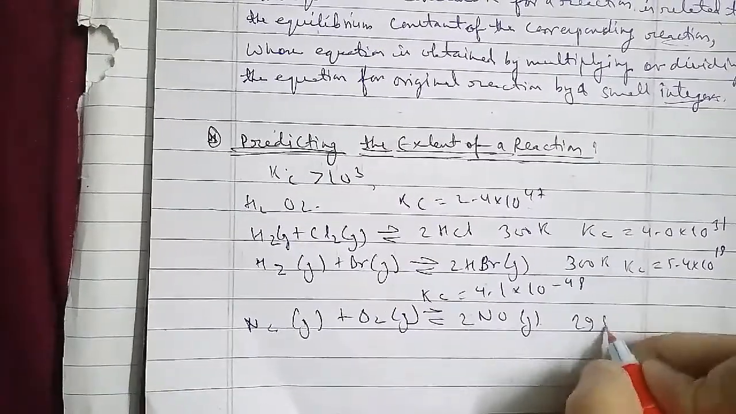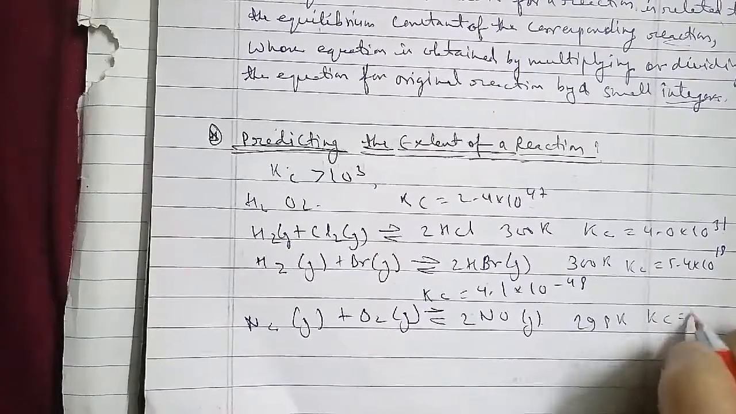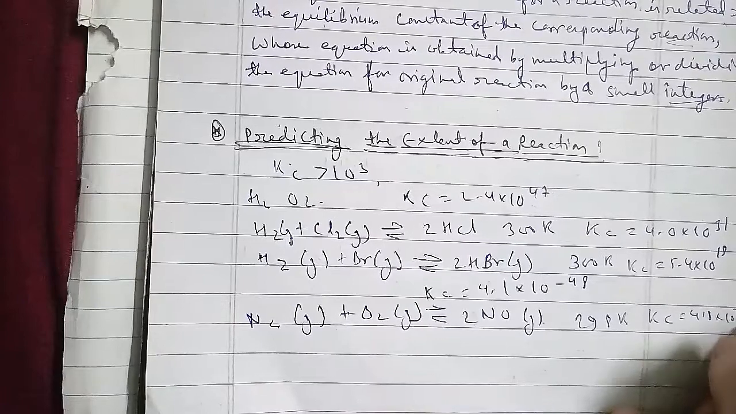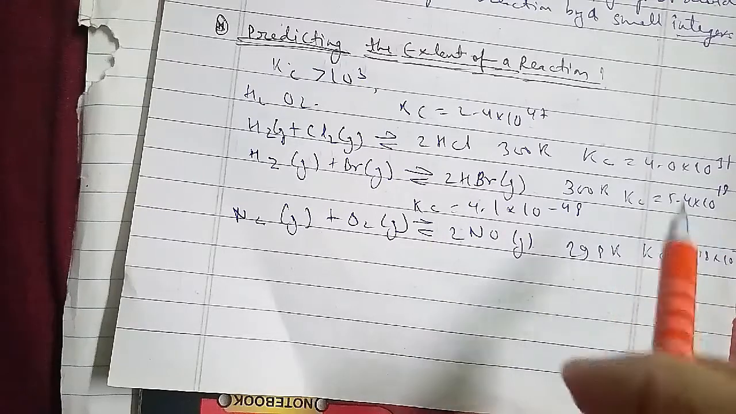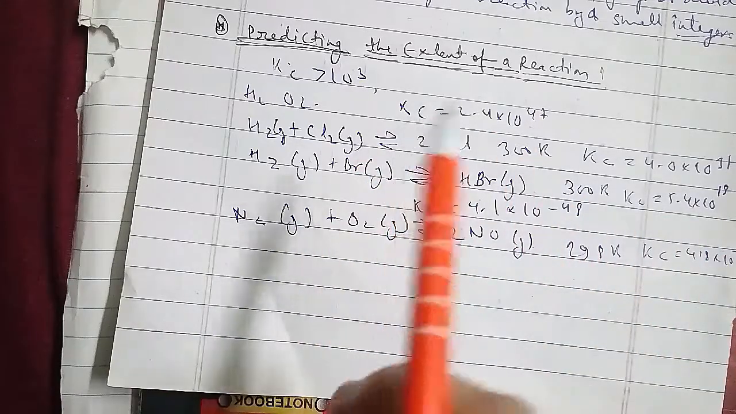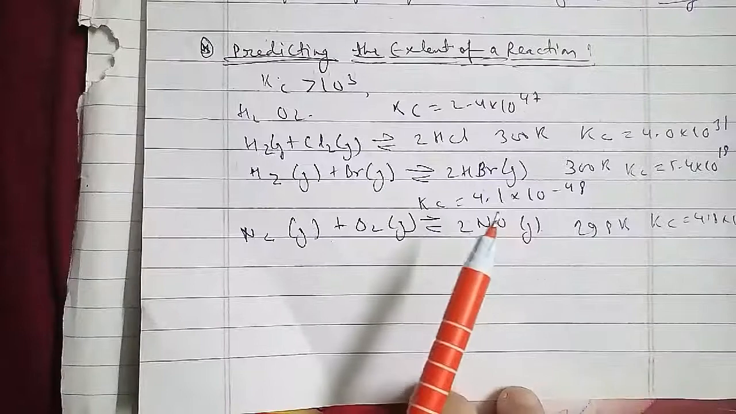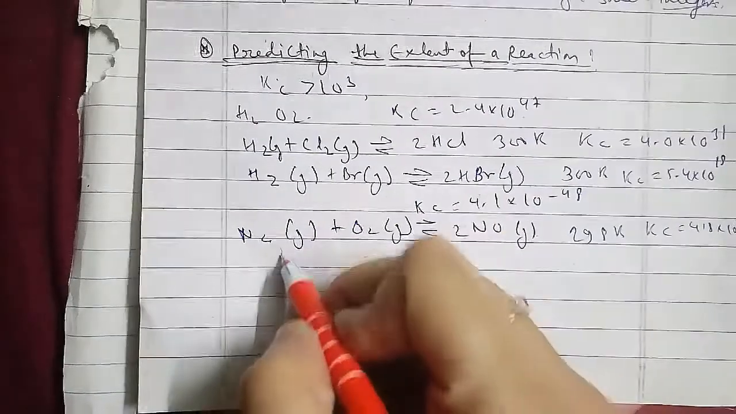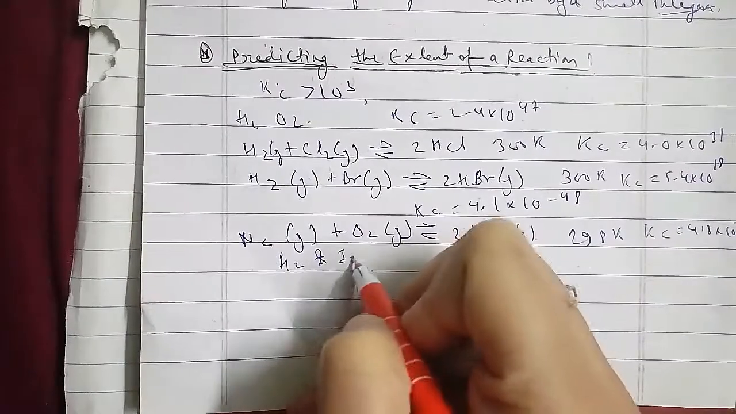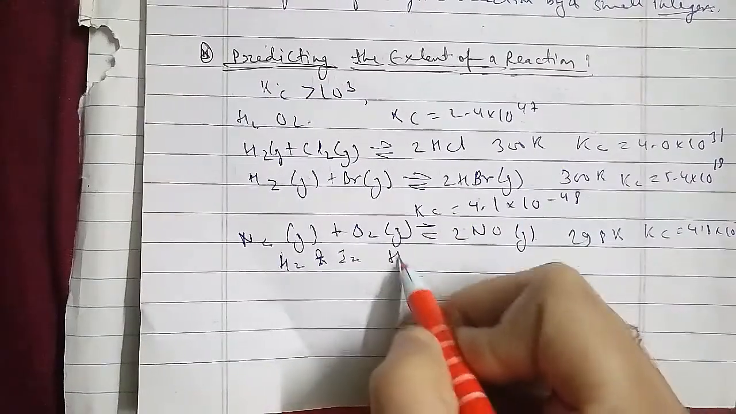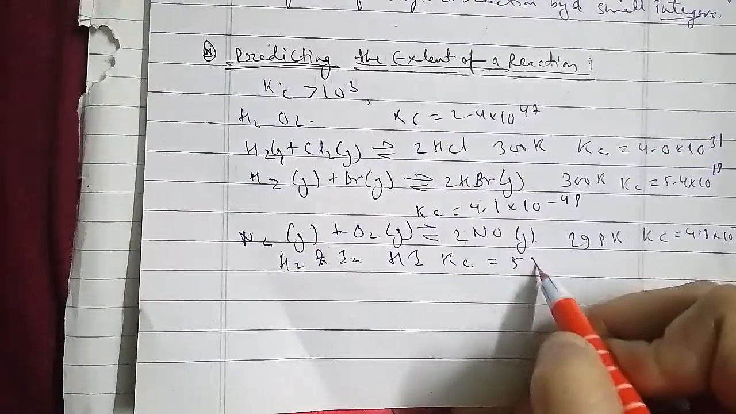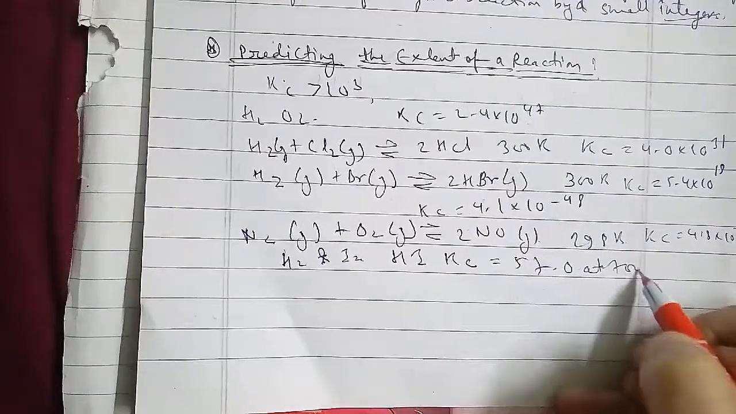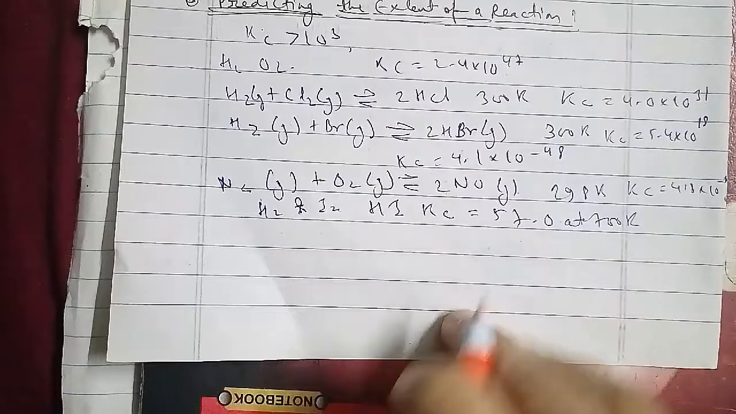Consider the following example: H2 and I2 give HI, and for that we have a Kc value equal to 57.0 at 700 Kelvin. Also, the gas phase decomposition of N2O4 to 2NO2 is another reaction, with a Kc value of 4.64 into 10 to the power minus 3 at 25 degrees Celsius, which is neither too small nor too large, and hence the equilibrium mixture contains appreciable concentrations of both N2O4 and NO2.